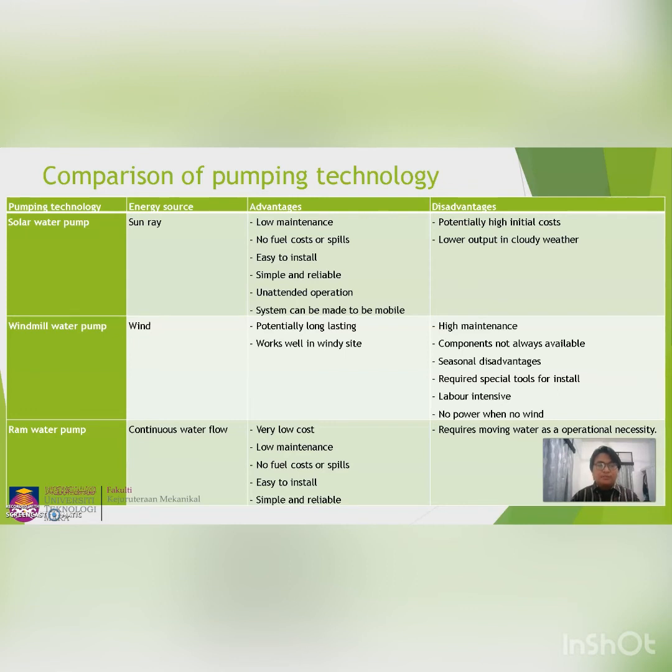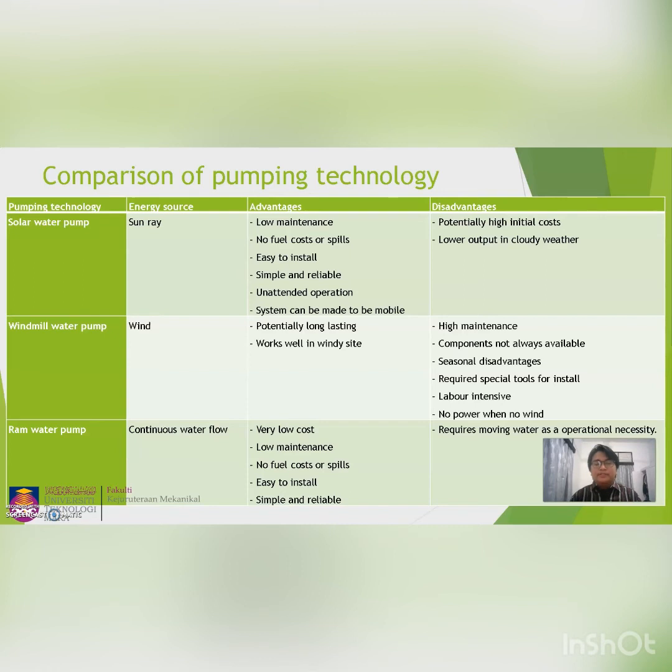The second one is the windmill water pump. The energy source is wind. The advantages of this pumping technology are that it is potentially long lasting and works well in windy sites. The disadvantages are high maintenance, components not always available, seasonal limitations, special tools required for installation, labor intensive, and no power when there is no wind.